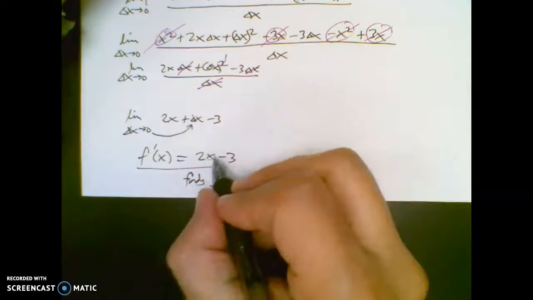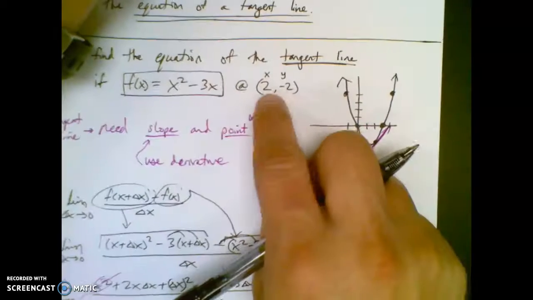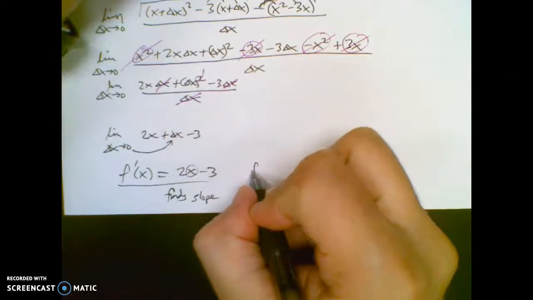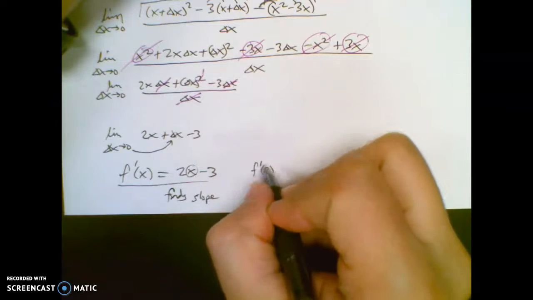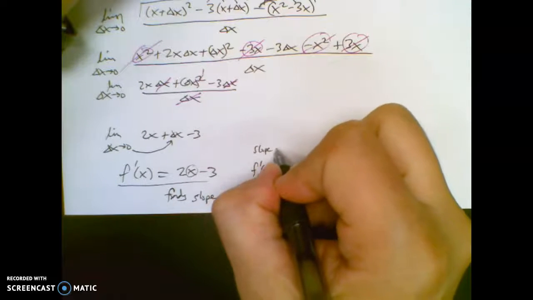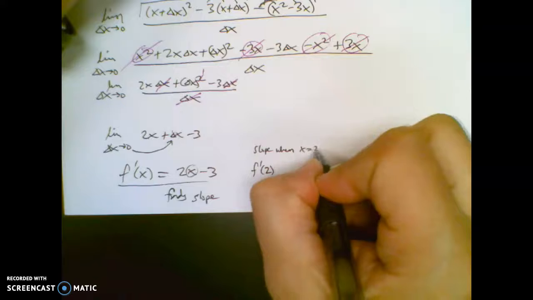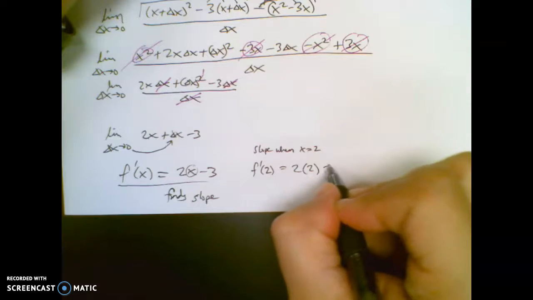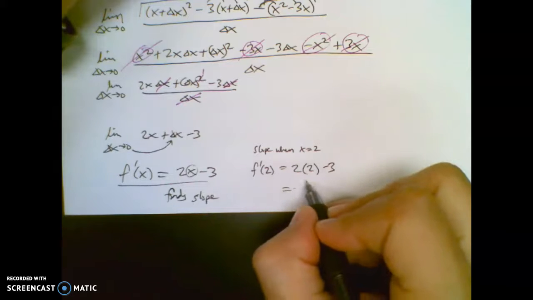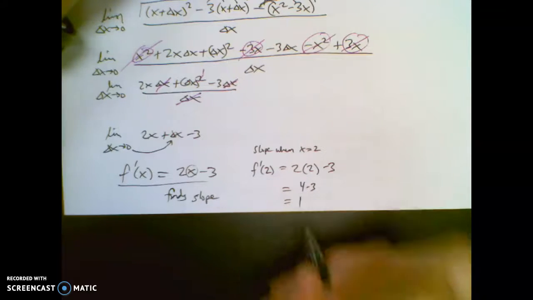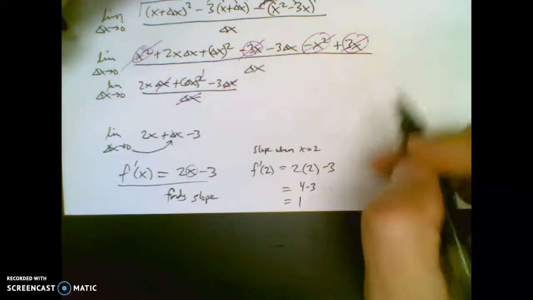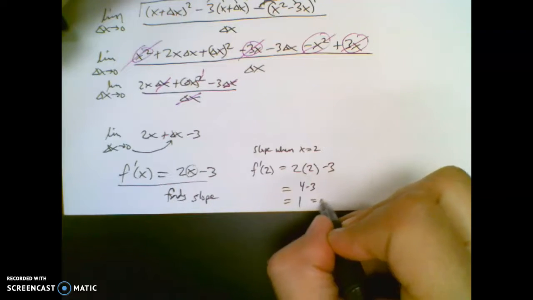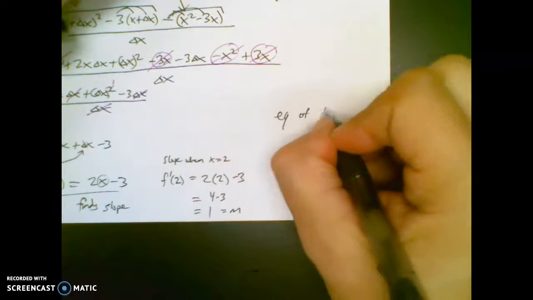Now, what part do you plug in? I only see an x. Well then, don't use the y part, just use the x. So I'm really going to plug in. I'm going to say, what's the f prime of 2 means slope when x equals 2 is literally to just plug in 2 times 2 minus 3, which is 4 minus 3, aka slope of 1. So that line has a slope of 1 and a point of 2, negative 2. So here's your equation of tangent line.